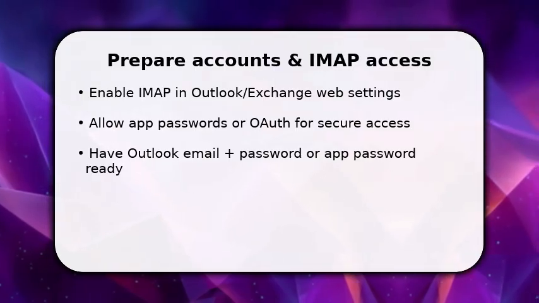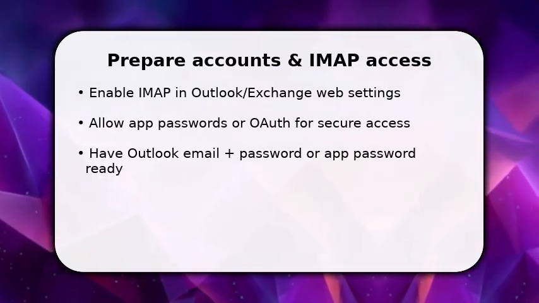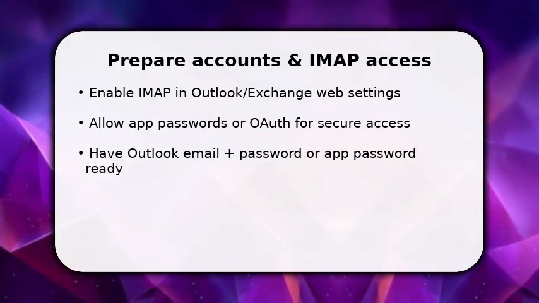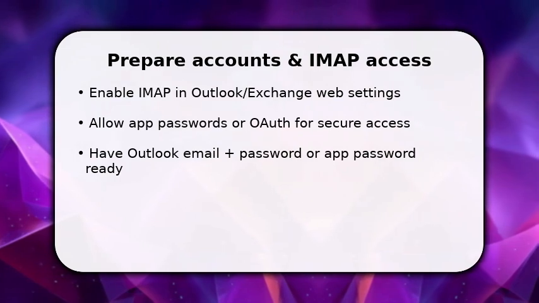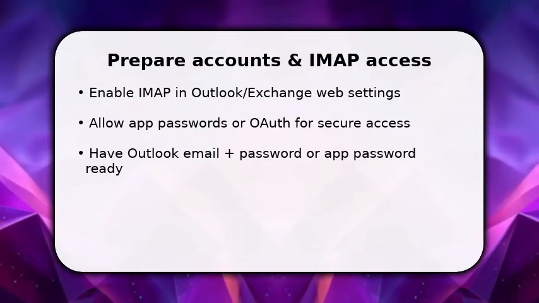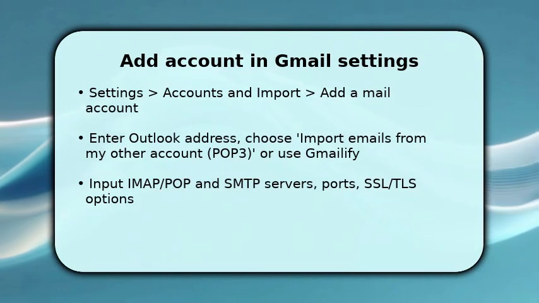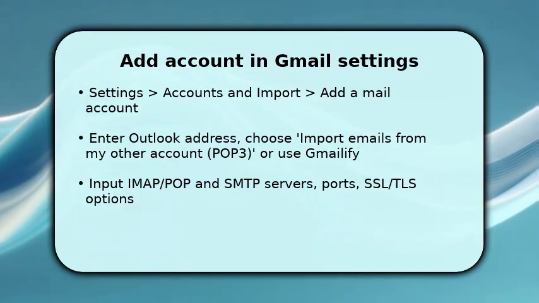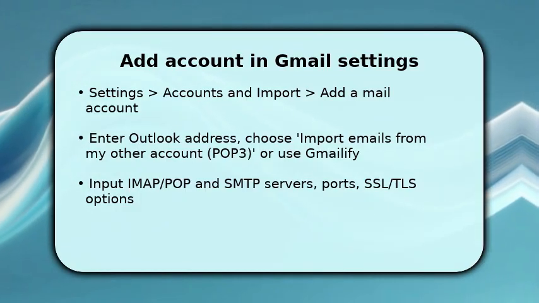Now open Gmail settings and choose to add another account so you can enter the Outlook credentials. This begins the secure transfer process. You'll proceed through Gmail's Add Account flow and type the Outlook email. Choose Gmailify for full integration, or select POP3/IMAP depending on your preference. IMAP is recommended to preserve folder structure.